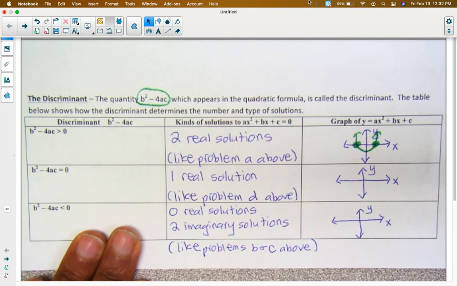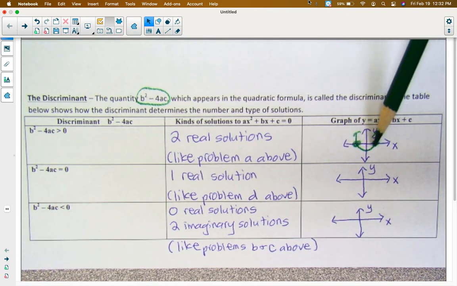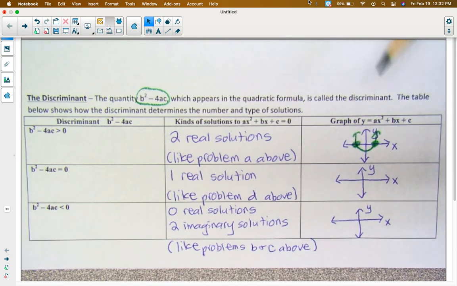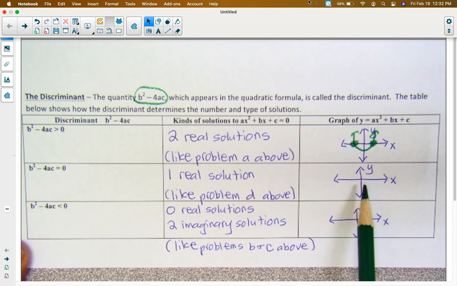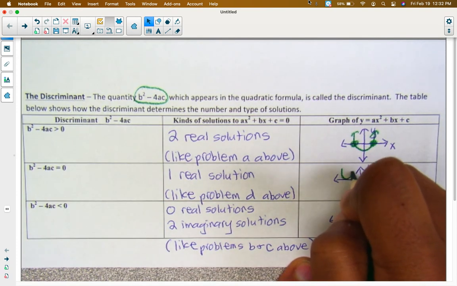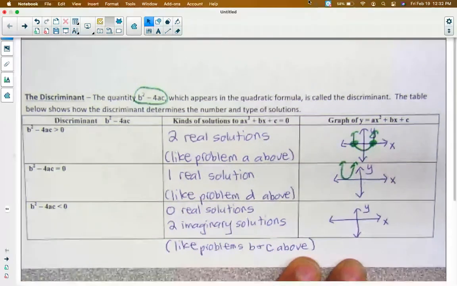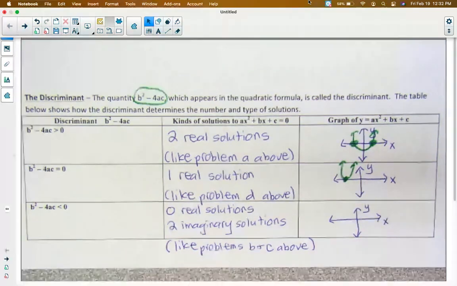Okay. So I drew in a parabola, a U shape, and it's going to cross the x-axis in 2 spots. Now, it could be flipped the other way. That's fine. The only important part here is that it crosses the x-axis twice, meaning we have 2 real solutions. The next one, if your discriminant is equal to 0, you could have where it only touches once. So you could have something like this. This one only touches once.